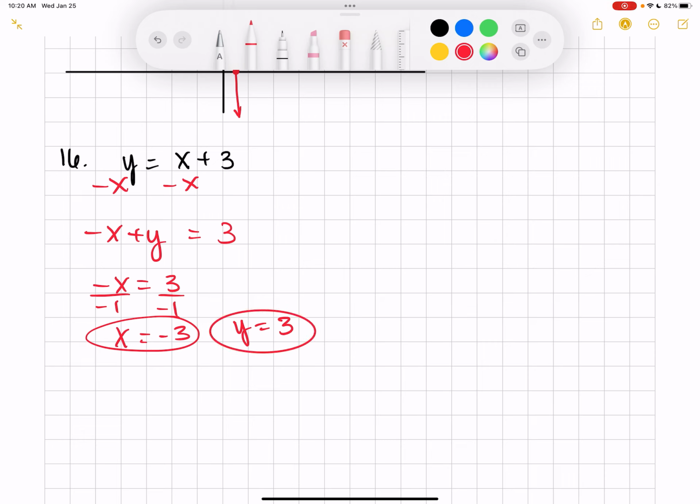So then I can graph it. I put the point where x is -3, so we go 1, 2, 3. Then y is 3, we go up 3. And then just connect.